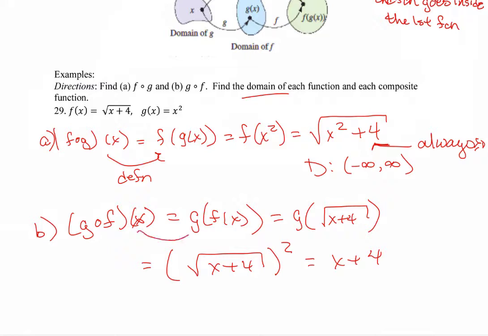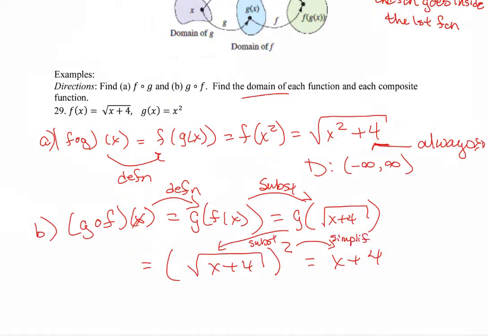All right, so what we did from here to here, I'm going to do this up here. Here to here is the definition. Here to here is substitution. Here to here is substitution. Here to here is simplification. Now, if we want to find the domain here, the domain again is going to be all real numbers, because we can put any real number in there and still get a function.